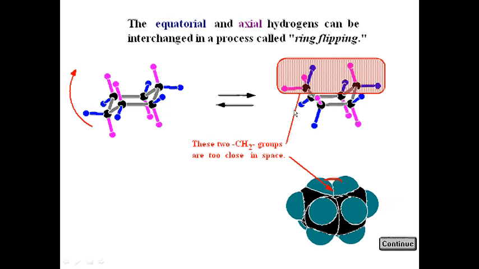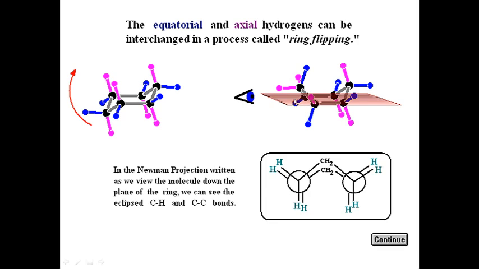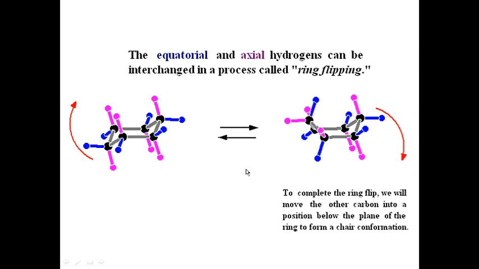The other half of the ring flip is to move the bottom carbon down. So let's just take a look here at the boat conformation. So if I have my huge eyeball here looking down the plane of these 4 carbons, what I would see is here's my 2 CH2 groups, and then here are my hydrogens. Those are definitely eclipsed in the boat conformation. Okay, in the final movement then of the ring flip, I'm going to go to the other carbon and I'm going to grab it and I'm going to move that carbon down.